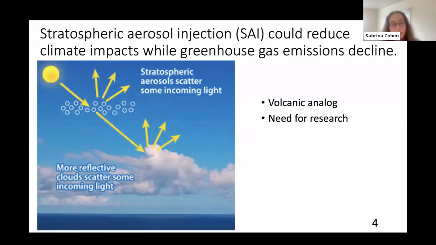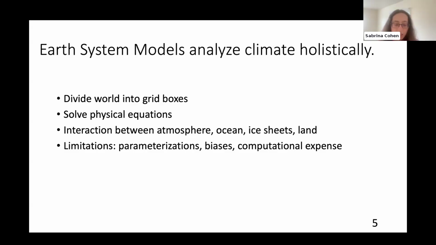However, natural analogs are quite different from the type of injection that is proposed to be done. So therefore, there's a great need for research to understand what are the possible benefits and what are the possible risks of using SAI to reduce the adverse impacts of global warming, of climate change. All right. So in this sense, because we only have one Earth, direct experiment of seeing how stratospheric aerosol injection would affect the climate is not permitted. So therefore, Earth system models have a huge role to play in understanding how SAI could potentially impact climate from a very holistic perspective. All right, so in a very simple sense, Earth system models divide the world into grid boxes.